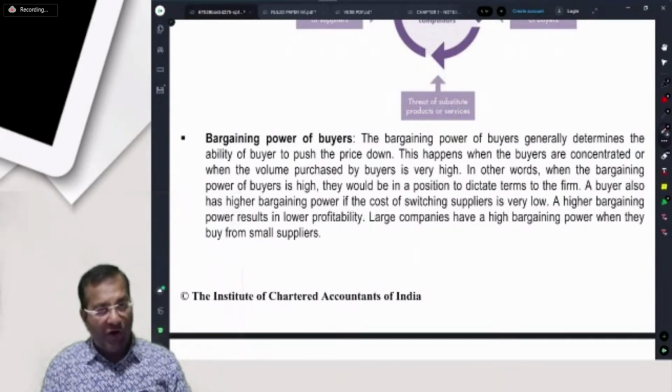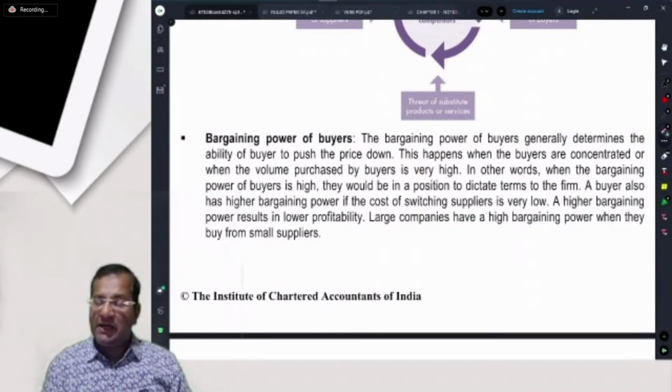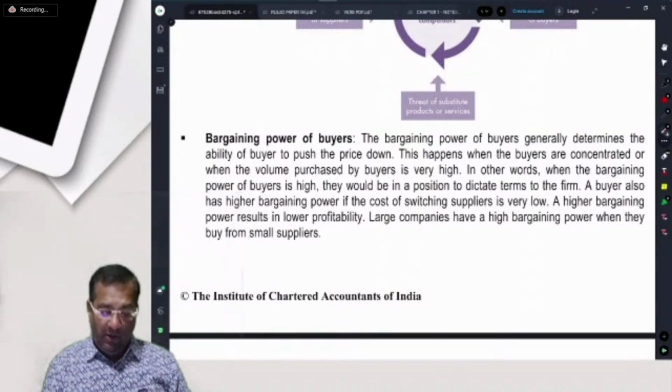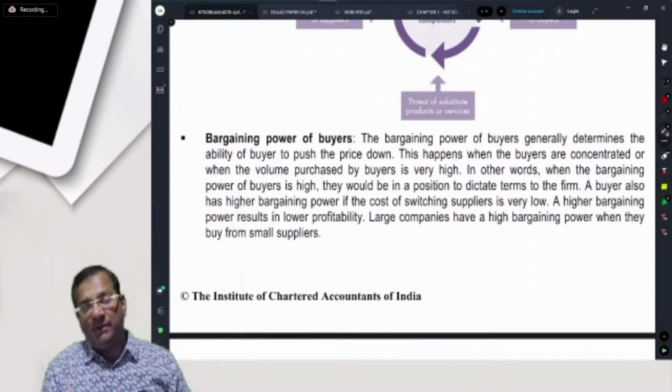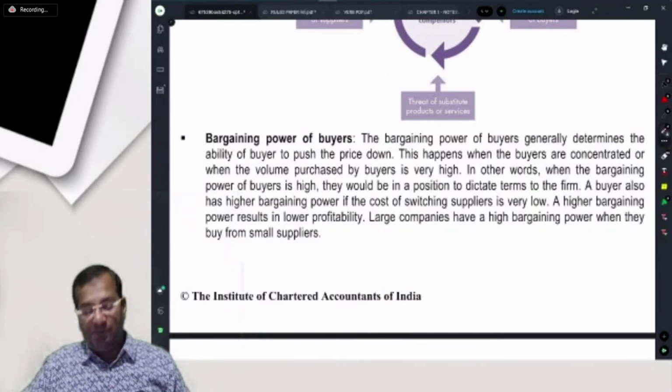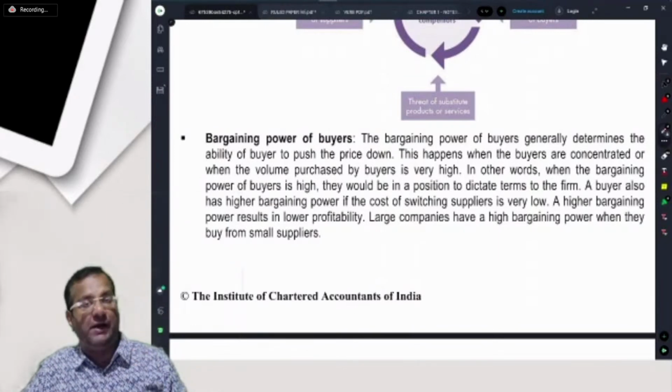The buyers are concentrated. मतलब आपस में 2, 5, 10 बायर है, वो concentrated buyer है, a small group of persons who are usually buying the majority of the goods from the market. In such a situation, the buyers have a high bargaining power. Second point, large volume is being purchased by the buyer. Whenever a large volume is purchased, definitely the bargaining power of the buyer is on the higher side.